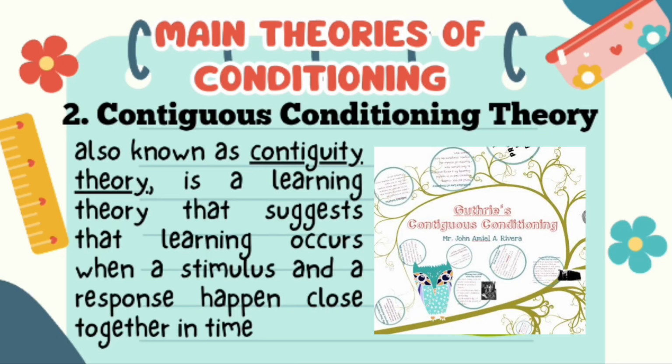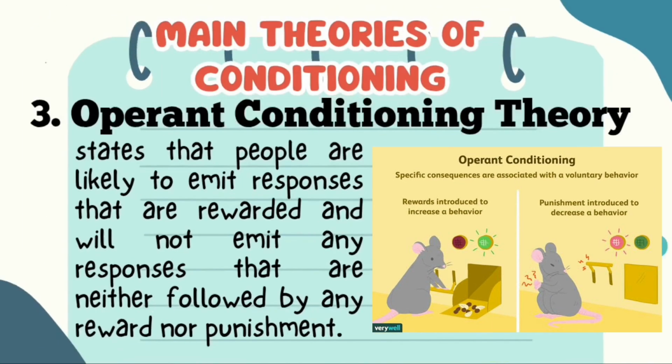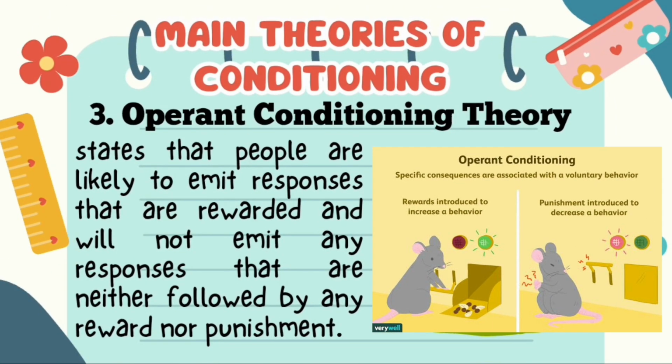So for the third main theory of conditioning, we have the operant conditioning theory by B.F. Skinner. This theory focuses on how behavior is influenced by its consequences, meaning what happens after an action. According to this theory, people tend to repeat behaviors that bring rewards or positive outcomes, and they usually avoid behaviors that lead to punishment or negative outcomes.